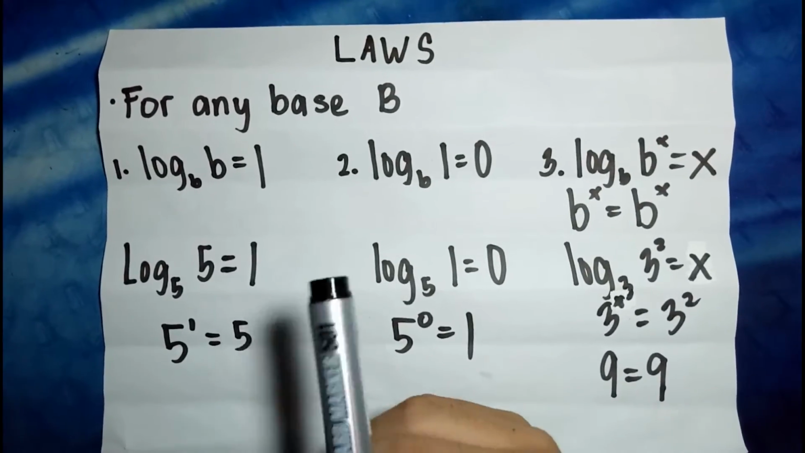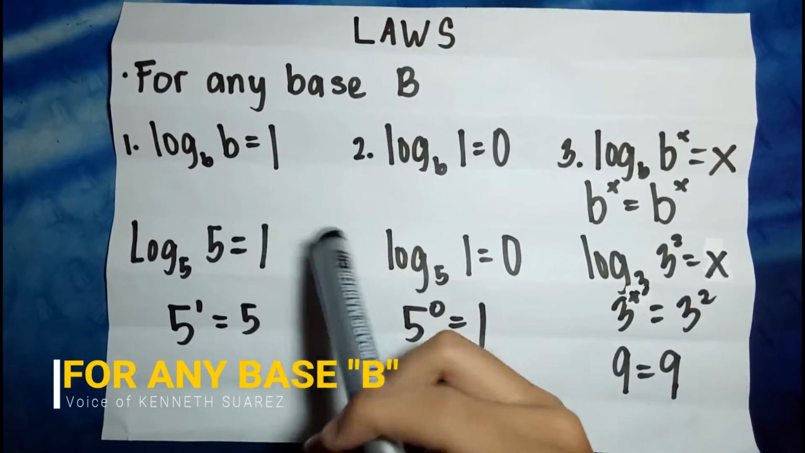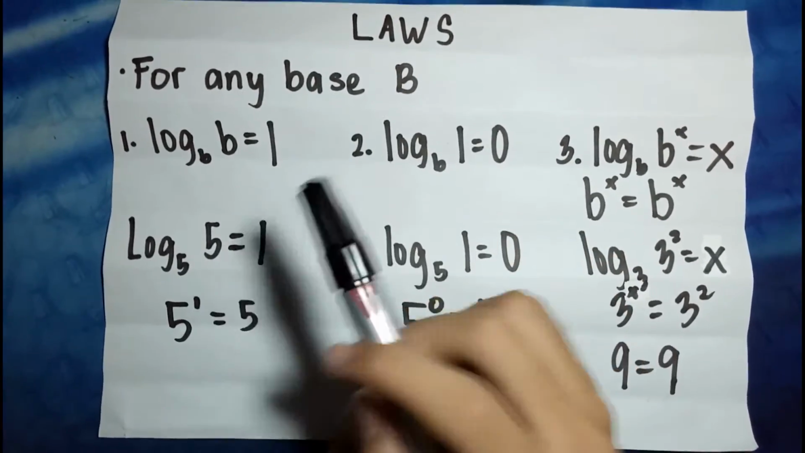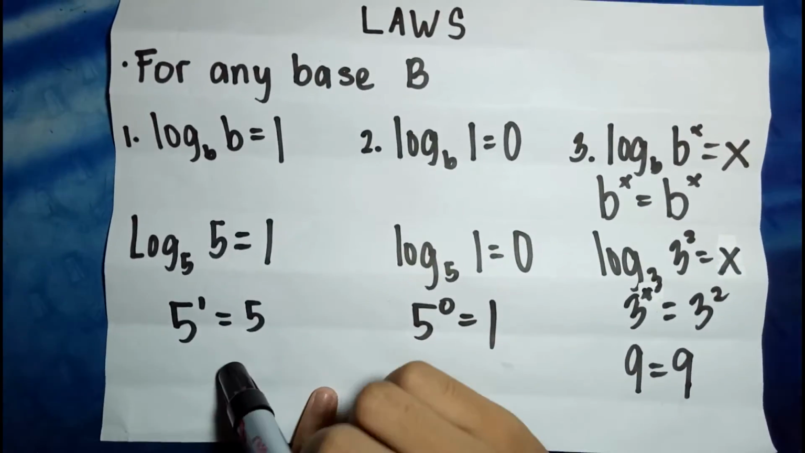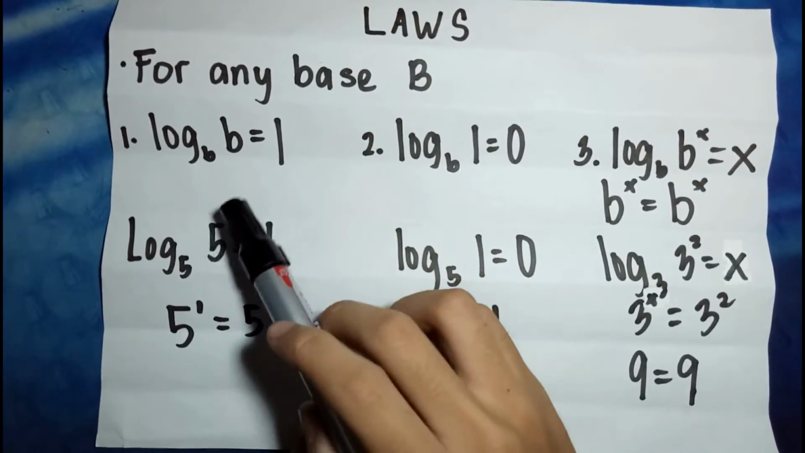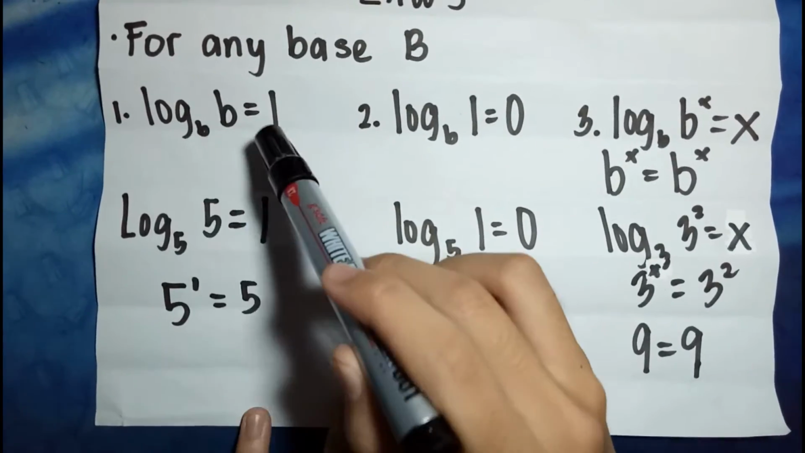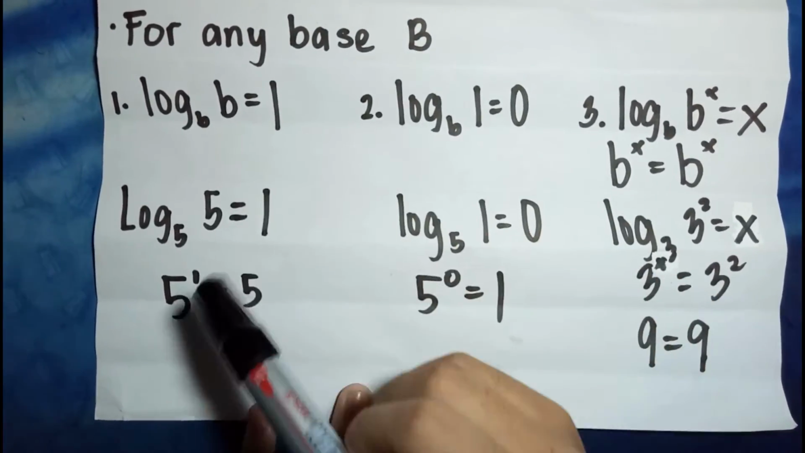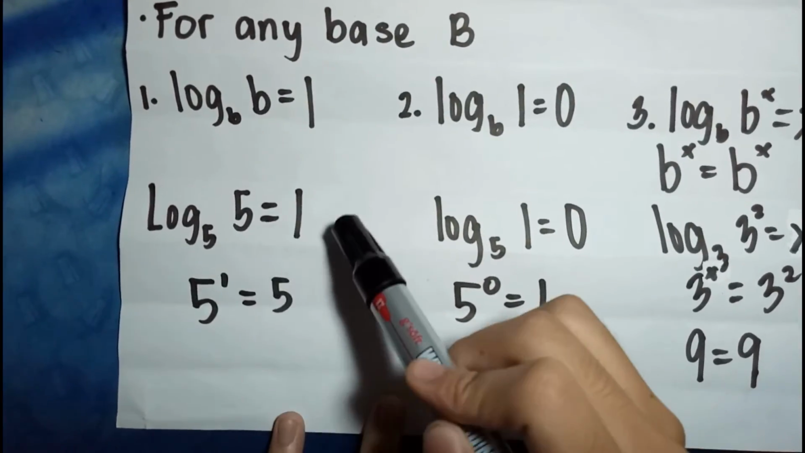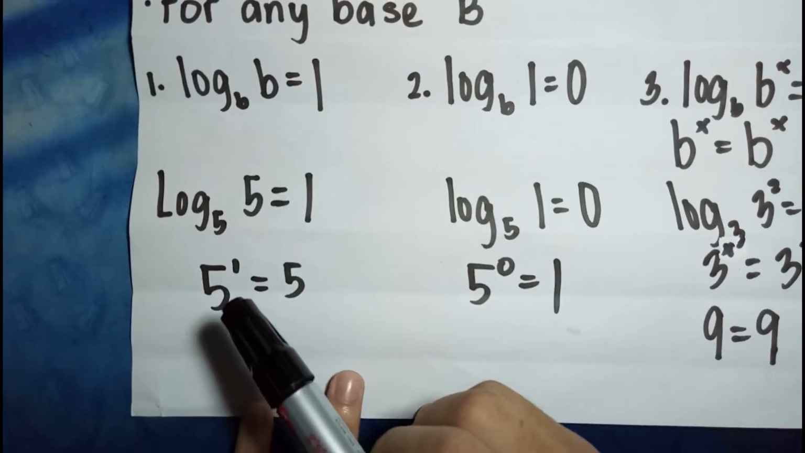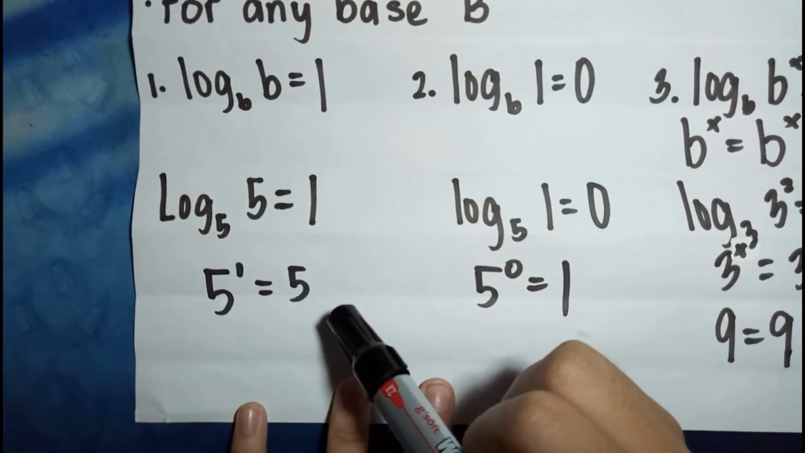Next we will be discussing the laws of logarithm. And for our first law, it is for any base b. We have 3 situations for our first law. For the first situation, logarithm of b to the base b is equal to 1. With the same base and the same b, the result will also be 1. An example for that is logarithm of 5 to the base 5 is equal to 1, which if converted to exponential equation, 5 raised to 1 is equal to 5.